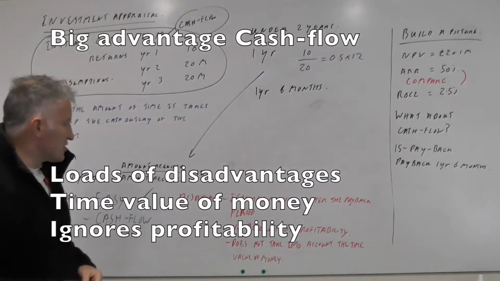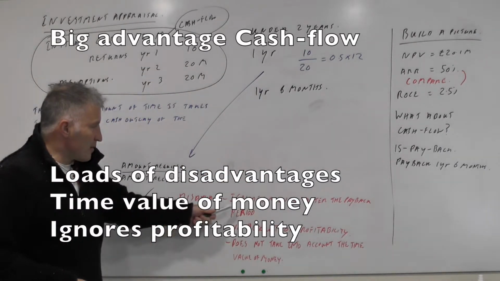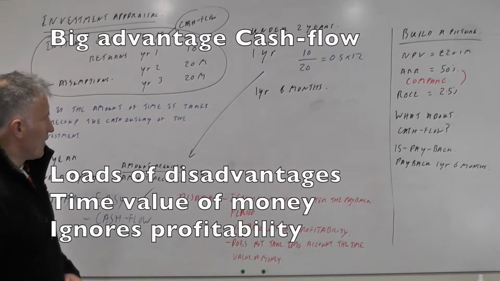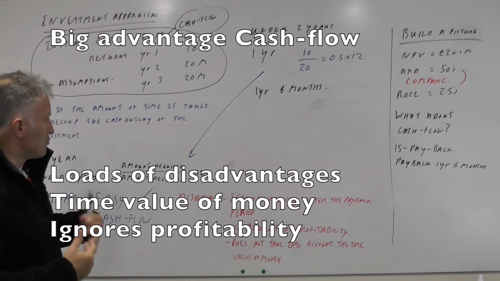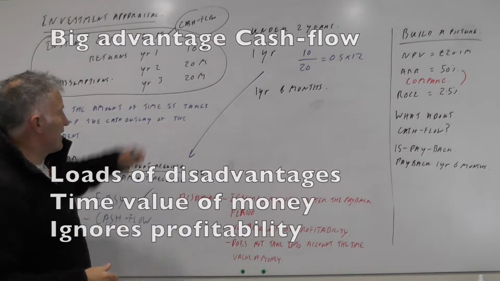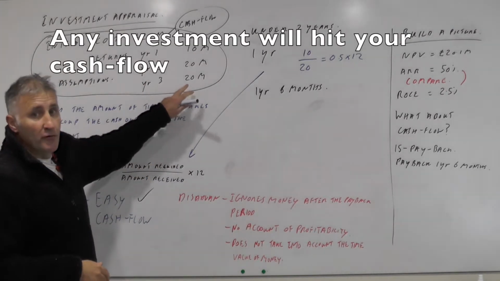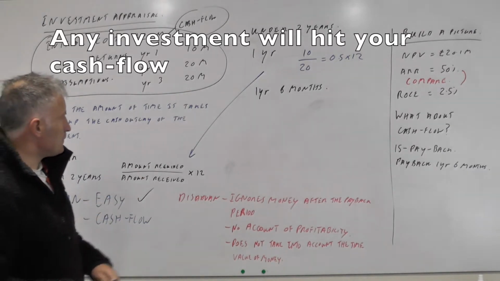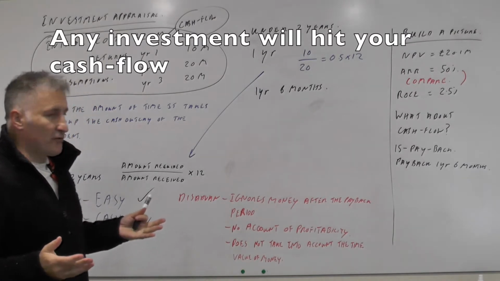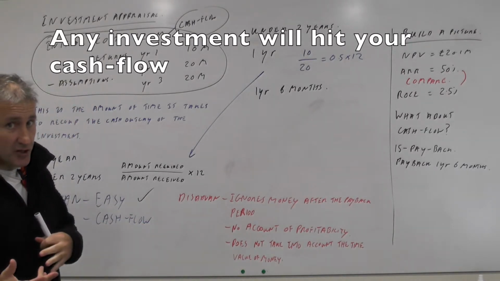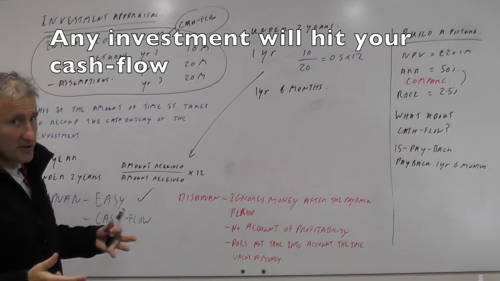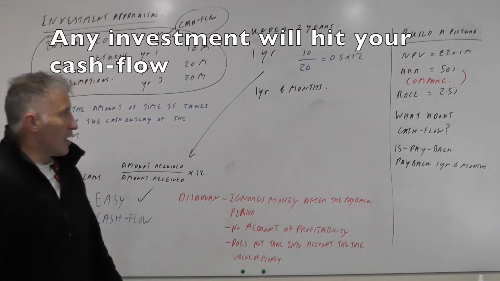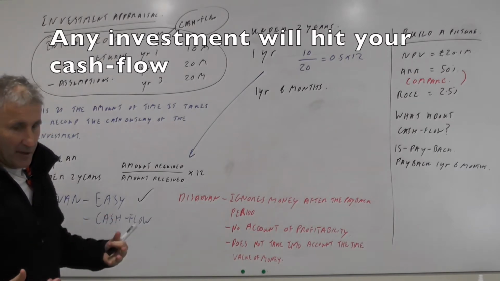And the disadvantage is, number one, it ignores money after the payback period. So once you've paid it back, if this figure here was 20 million or if it was 100 million, the answer would still be 1 year, 6 months. It doesn't take into account profitability, but that's why we use the average rate of return. It also doesn't take into account the time value of money, which is all the way down here. Hopefully you can see that. But that's why we use the net present value.